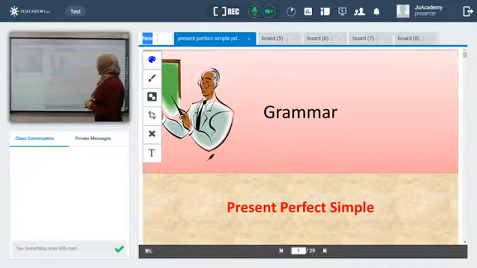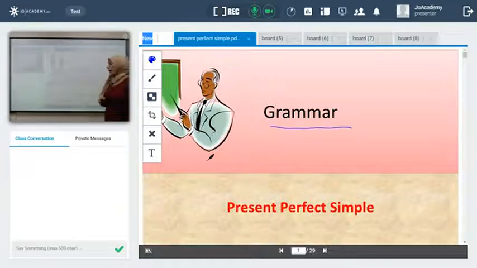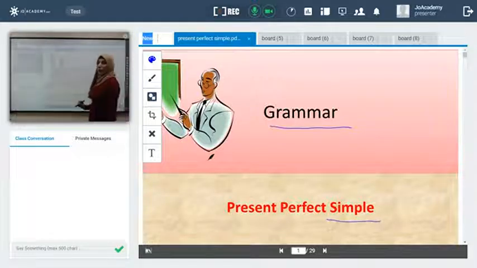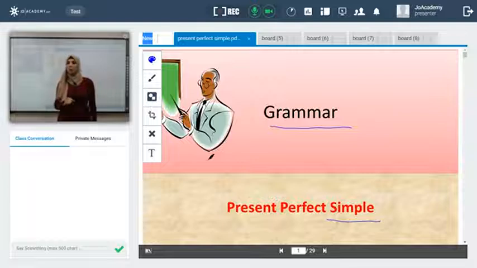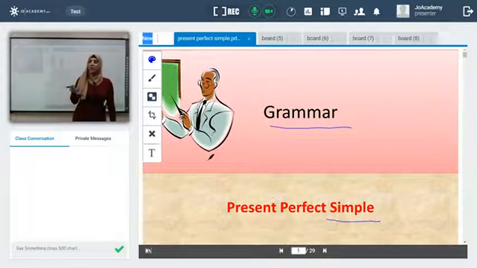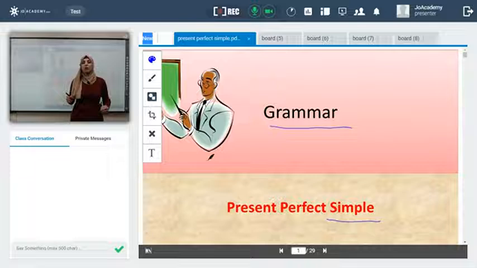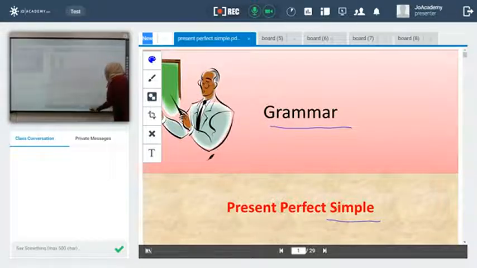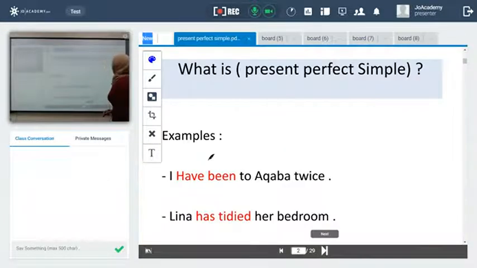Our lesson today is grammar. We're going to talk about the present perfect simple. So, why do we use the present perfect simple? How do we form it in the affirmative, negative, or interrogative? We're going to learn all of this in today's lesson. So let's begin studying and learning together.